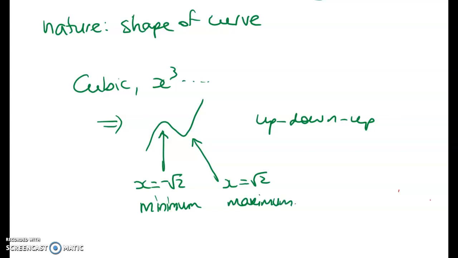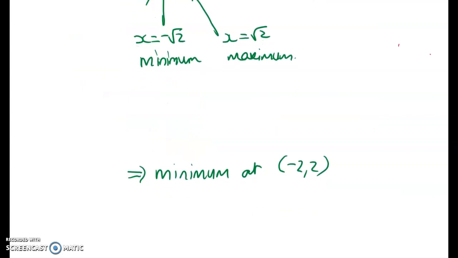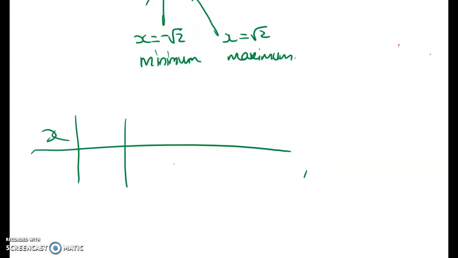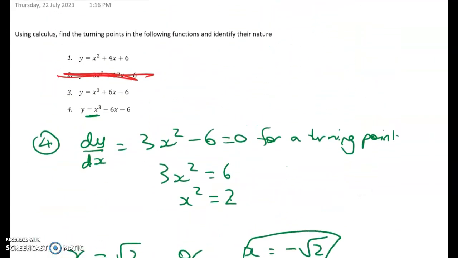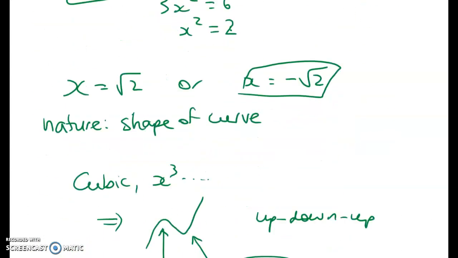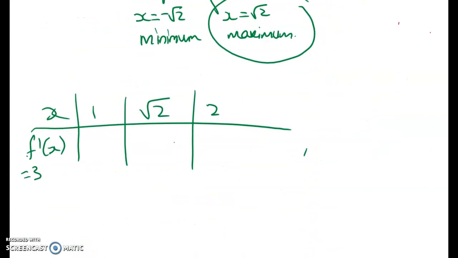So that's that. But I'm also going to do it using the table of values method so that you see again how that works. So what we're going to do is do two tables. I'll do this one here first, slightly faster because it's a positive number. So let's pick a number on either side of root 2. I'm going to pick 1 and 2. And remember, what I'm working out here is the gradient at those points. So the gradient here is 3x squared minus 6. We know that it's 0 here.